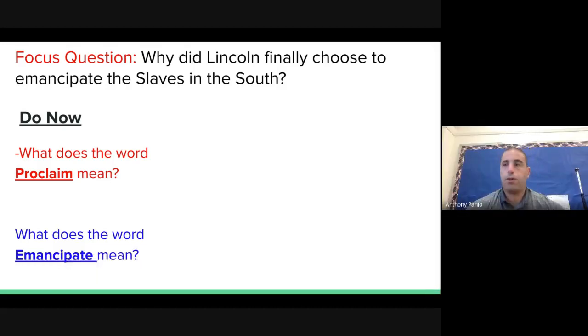So as you see, the focus question is, why did Lincoln choose to emancipate the slaves in the South? That's a big vocabulary word we're going to look at this period. And then we have a Do Now. With the Do Now, you could either just write the question and then answer it in your own words, or you can look it up since you have the internet near you. It's up to you.